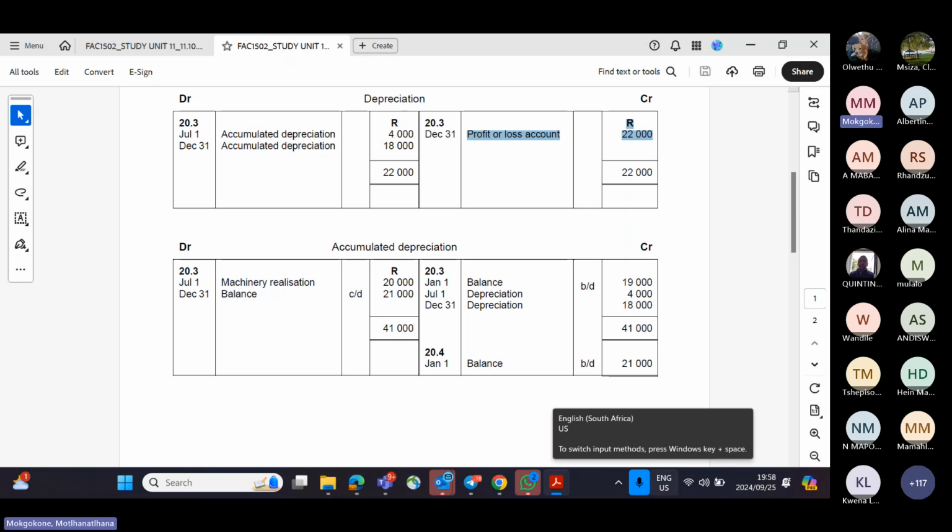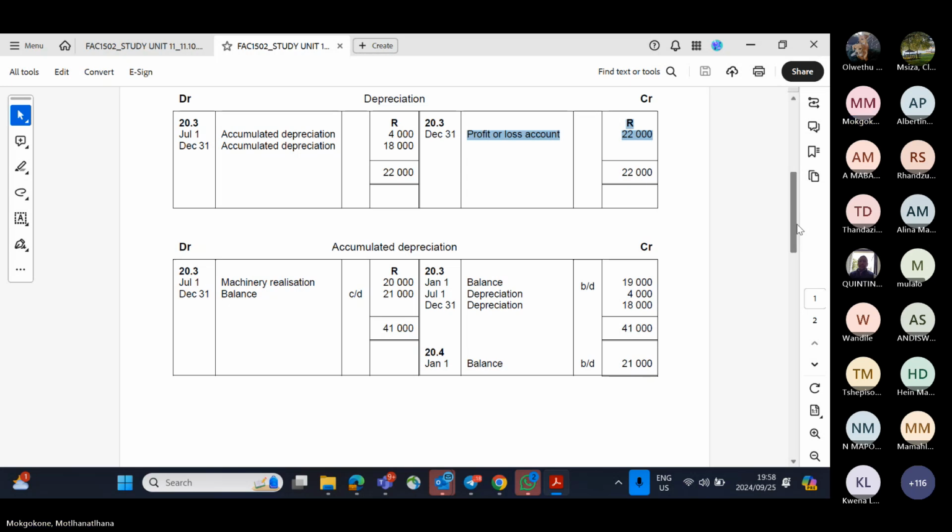Let's move on to the accumulated depreciation. Remember, I said accumulated depreciation is the total depreciation. If you add all your depreciation, we called them accumulated depreciation. And remember, I said balance brought down. Balance brought down is the closing balance of the previous financial period.